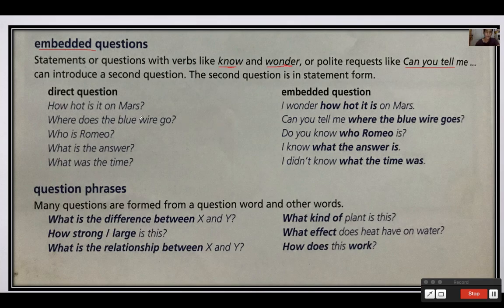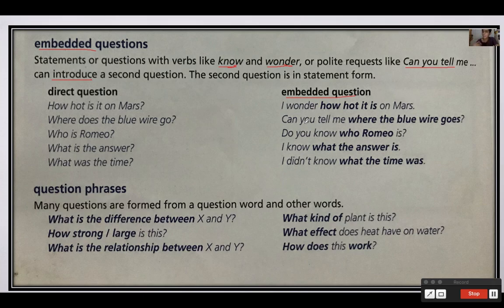Example, where does the blue wire go? Can you tell me? You are making two questions in one, right? If you see, can you tell me? Can introduce. So in an embedded question, these words introduce the second question. The second question in this case is in statement form. Remember that. Embedded questions are words that are introducing a second question in a statement.